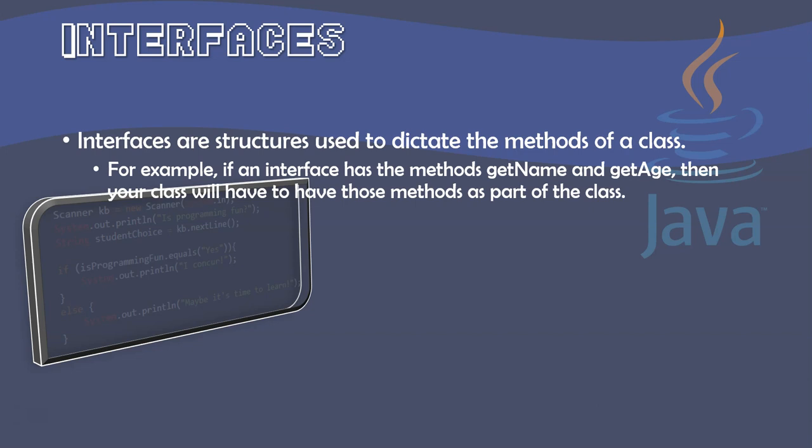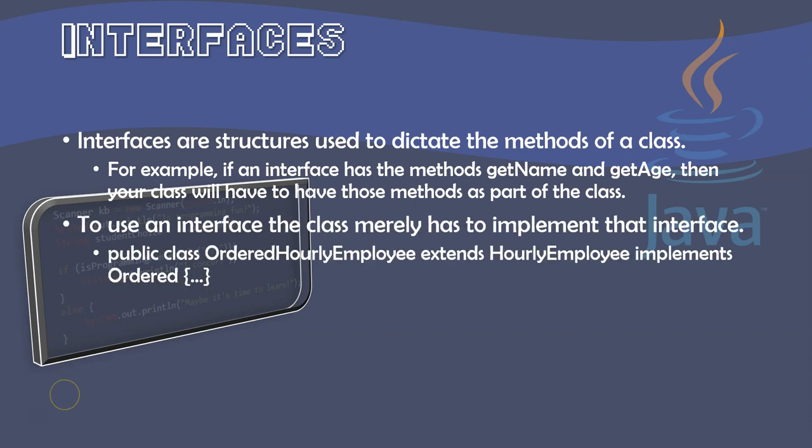For example, if an interface has the methods getName and getAge, then of course the class should have the methods getName and getAge. Now it doesn't mean that you're restricted to using those methods. You can create other ones. But you can think of an interface as like a template, saying these things need to be here for this class.